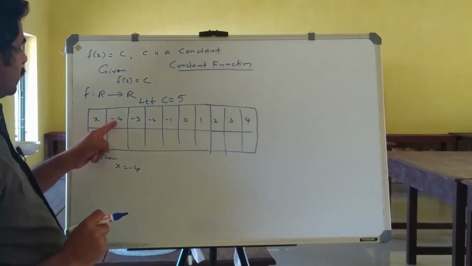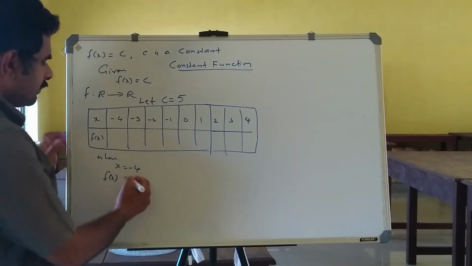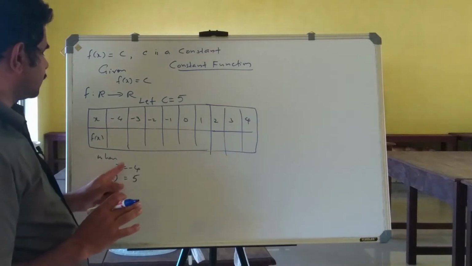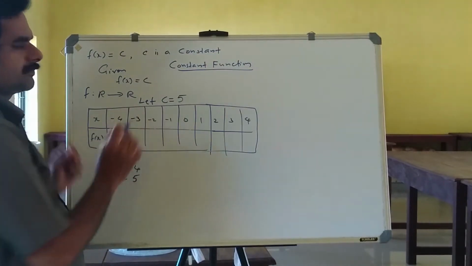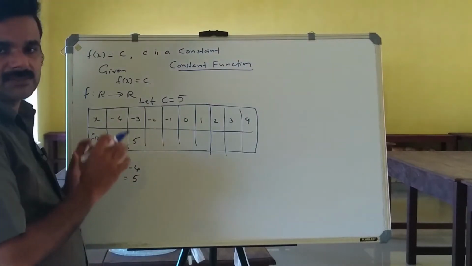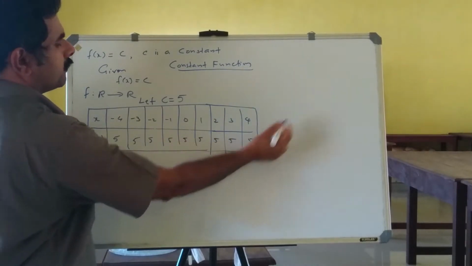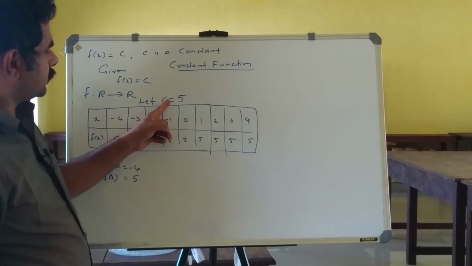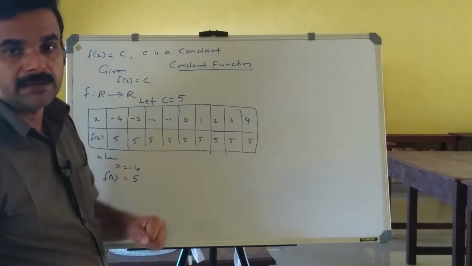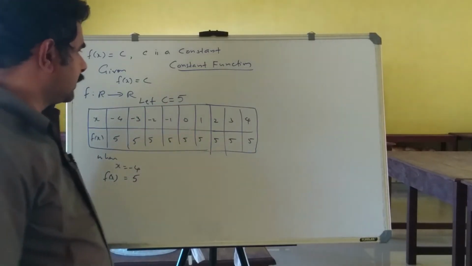So if x is equal to minus 4, what about f of x? f of x is 5 itself, because 5 is a constant, isn't it? So if x is equal to minus 4, f of x equal to 5. When x equal to minus 3, f of x is also 5, because 5 is constant. 5, 5, 5, 5, 5, 5. If you took c equal to 4, all these columns will be filled by 4. If it is 3, all these numbers are 3. Okay. Then draw the graph.